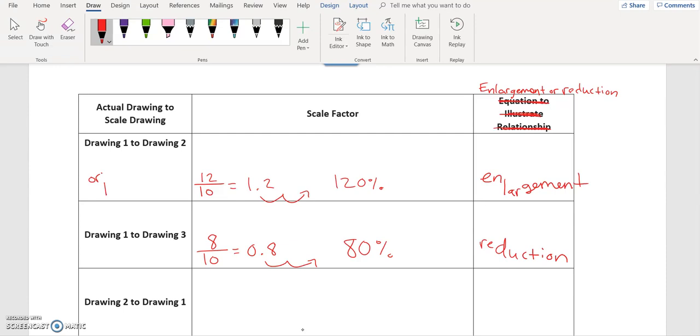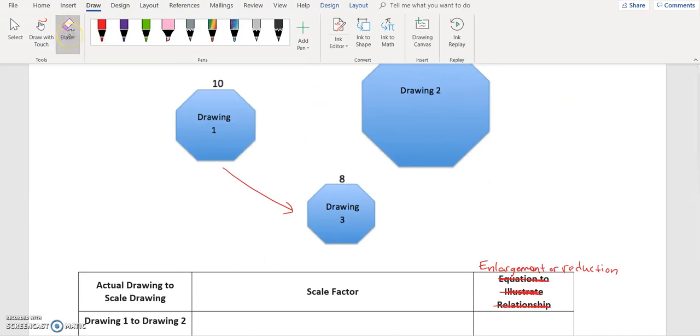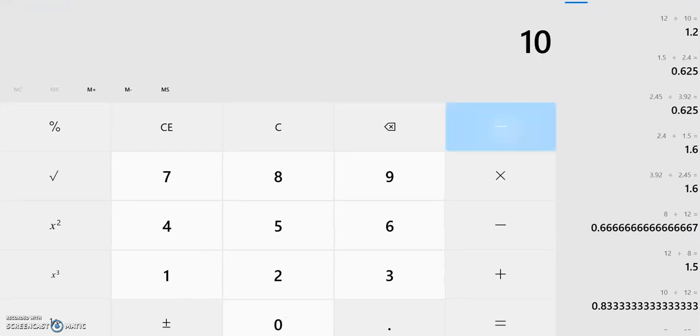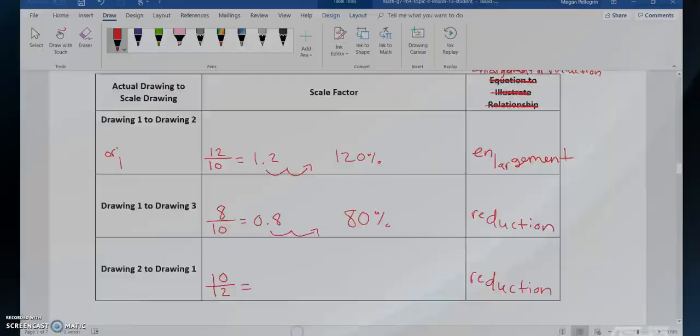Okay, drawing 2 to drawing 1. So now we are going from 2 to 1. So again, that is a reduction. Drawing 2 is our original, which was 12. So that's the denominator. And drawing 1 is our scale, so that is 10. 10 divided by 12 gives me 0.8, and the 3 is repeating on forever.